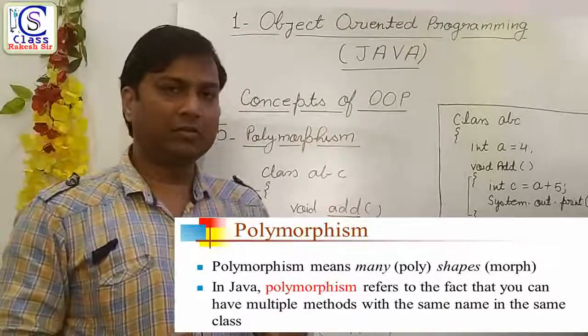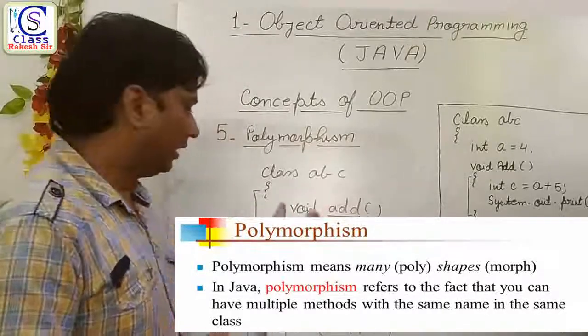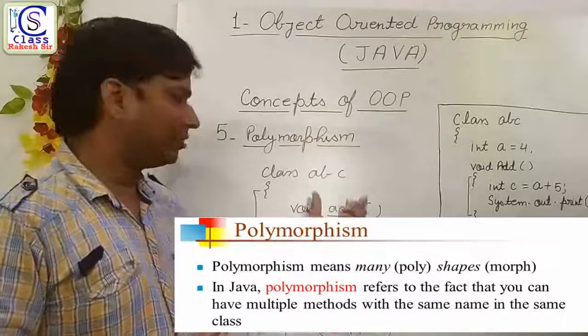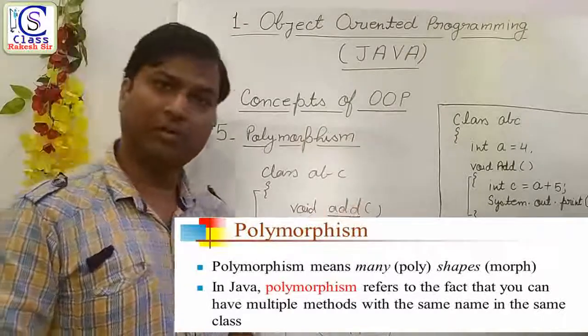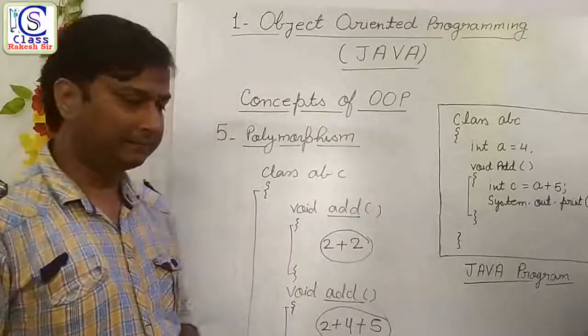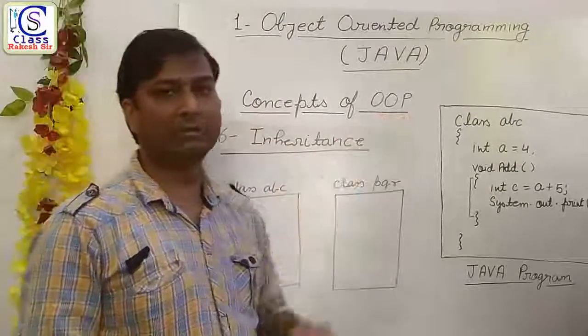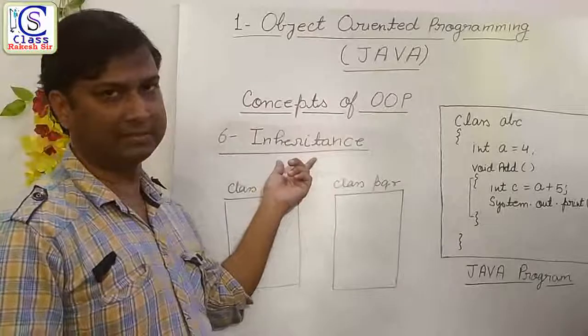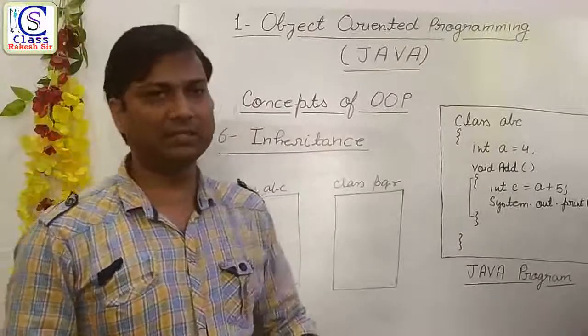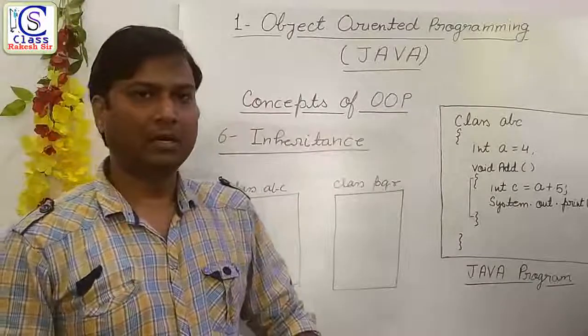It means in your Java program, if you are using this type of technique, you are using the polymorphism technique. Getting? Okay, now the next and last technique of the object-oriented programming structure is inheritance. What is inheritance? Inheritance is a very easy technique. How is it an easy technique?